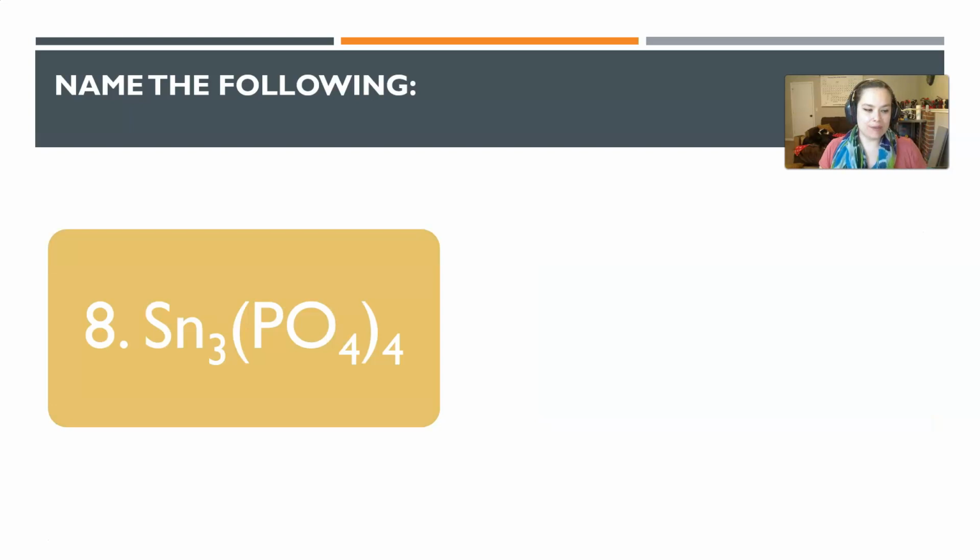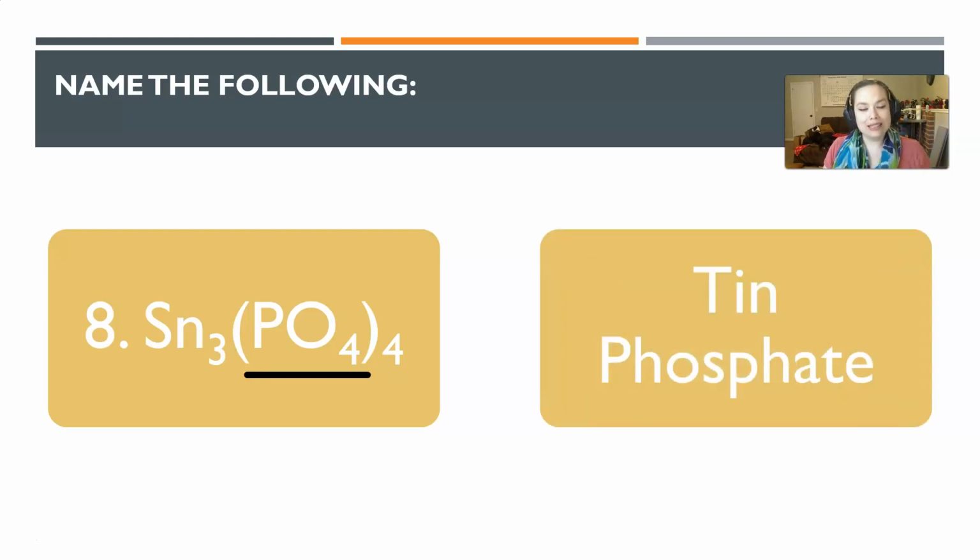So the last problem for naming a molecule is going to be this molecule, which looks really complicated but follows the same rules. Find the polyatomic. Here it's PO4, which is going to be phosphate. So name the first atom, tin phosphate. So that's the end of the first half.